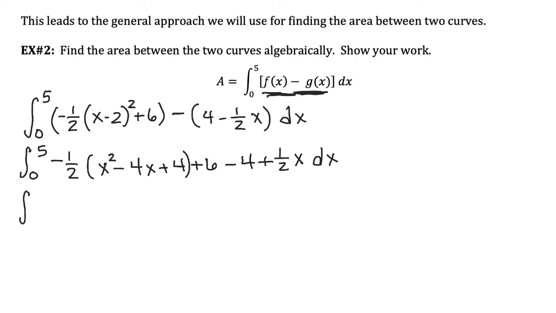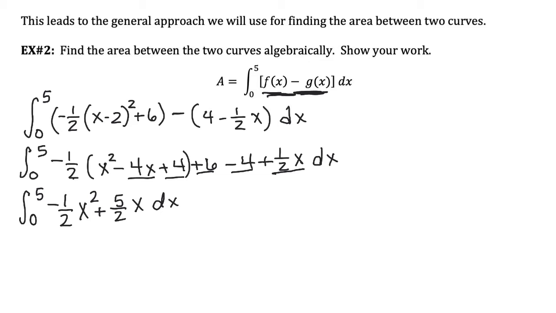So we have the integral from 0 to 5, and let's distribute now, negative 1/2 x squared. And we can do some of this in our heads. Negative 1/2 times negative 4 is positive 2. Then you've got another 1/2 x out here, so that's going to be a positive 5/2 x. And then we have negative 2 here, and then 6 is positive 4, and then negative 4. Those all cancel out, and you're left with dx. Now you're ready to integrate.